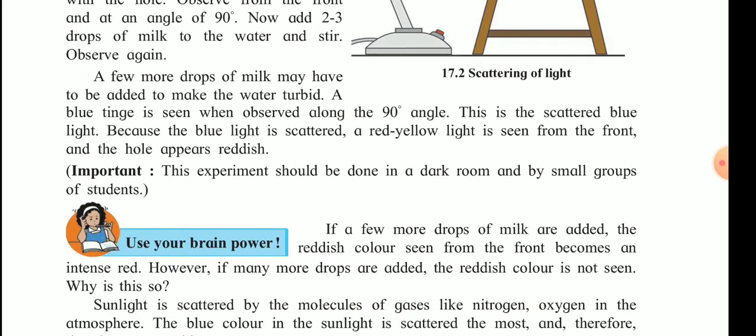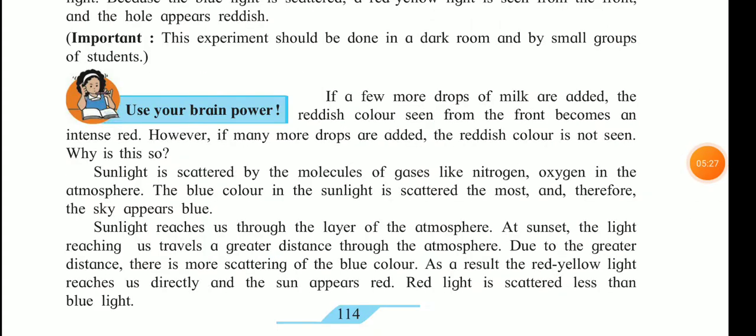Now see the next question. If a few drops of milk are added, the reddish color seen from the front becomes intense. If a few more drops of milk are added, the reddish color seen from the front becomes an intense red. However, if many more drops are added, the reddish color is not seen. Why is this so?